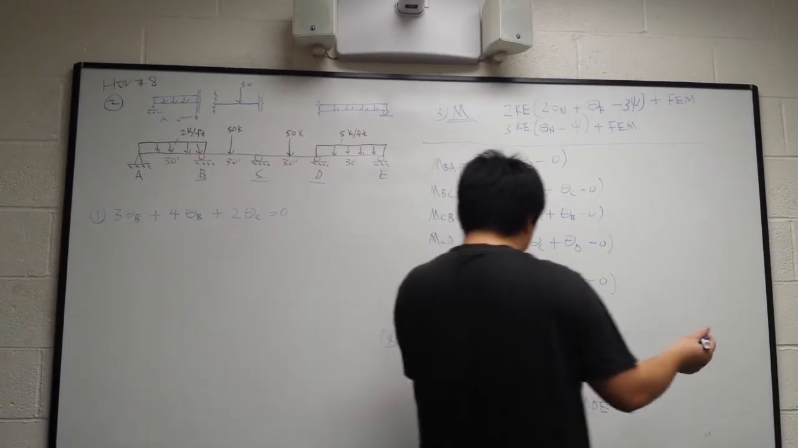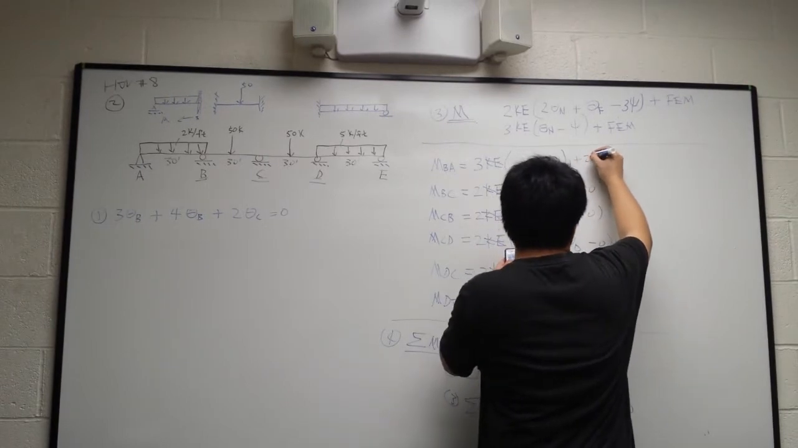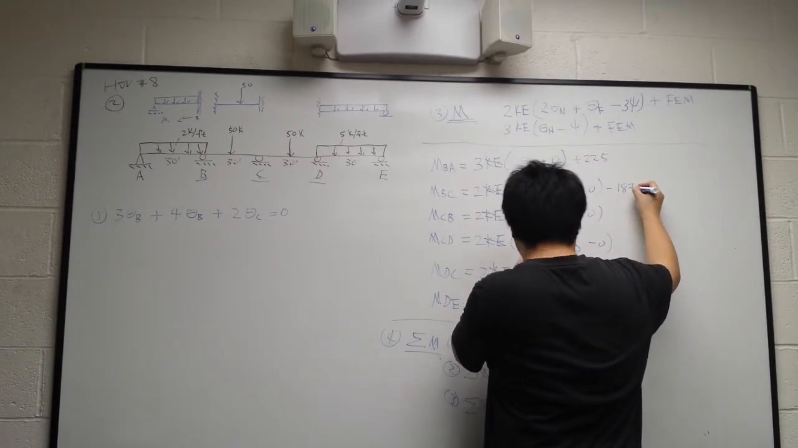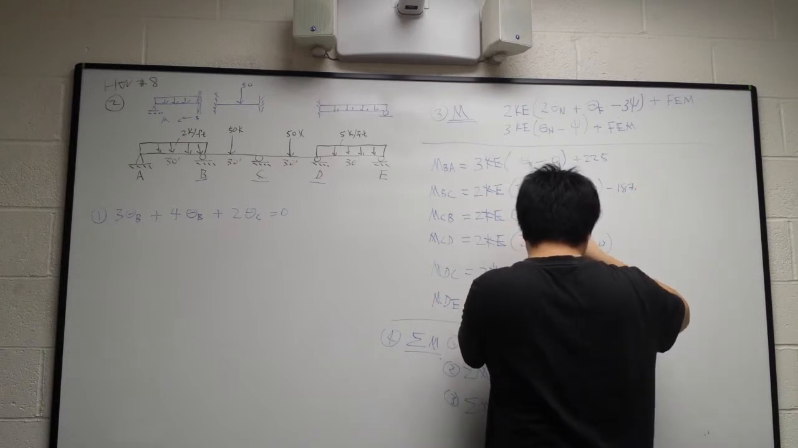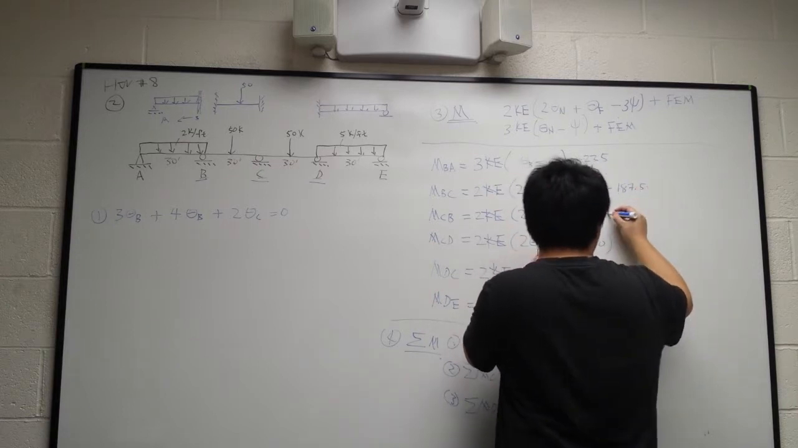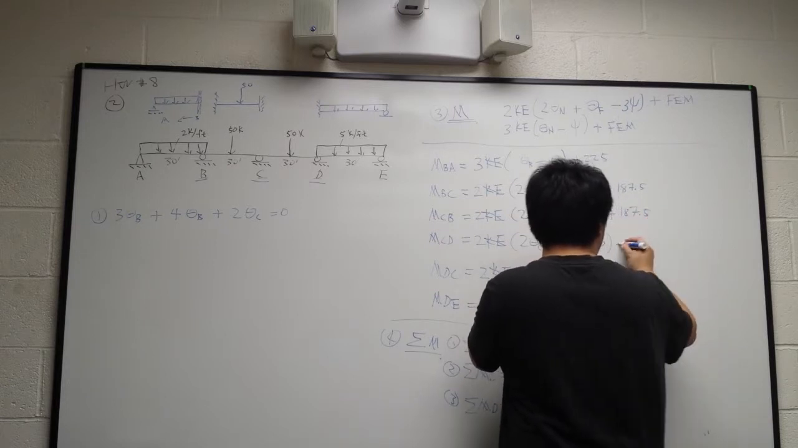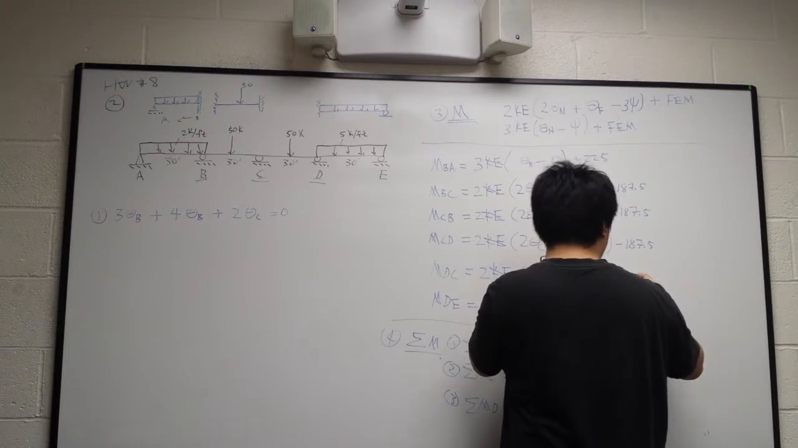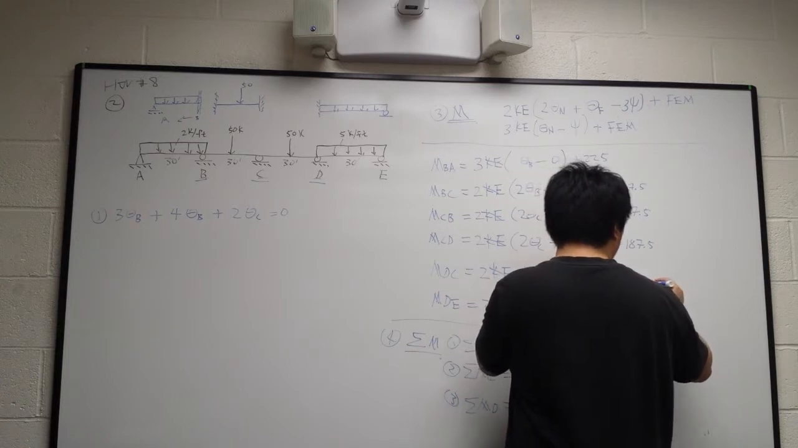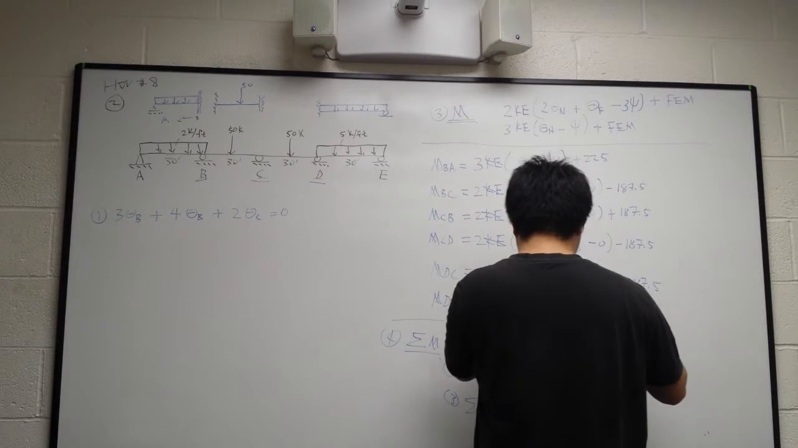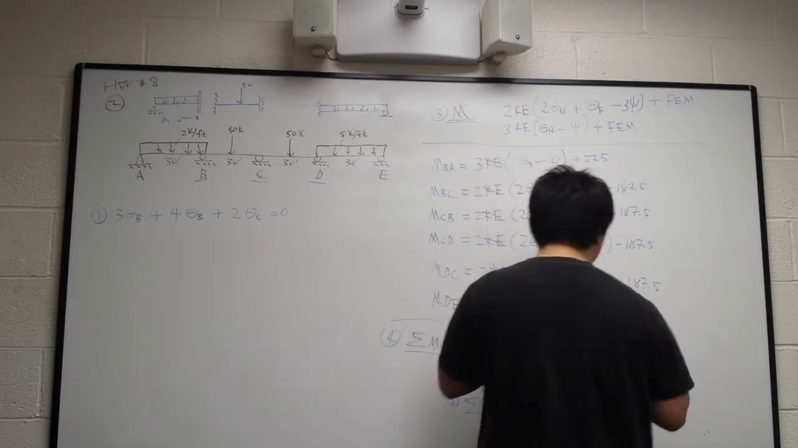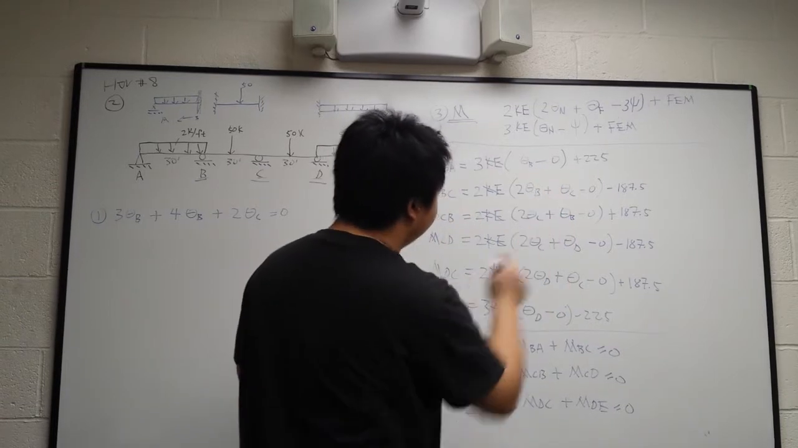For BA, plus 225, minus 187.5, plus 187.5, minus 187.5, plus 187.5. And this one is negative 225. 1, 2, 3, 4, 5, 6. Okay.